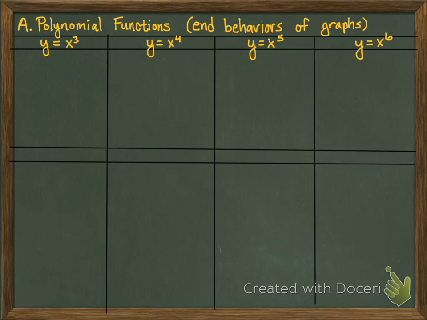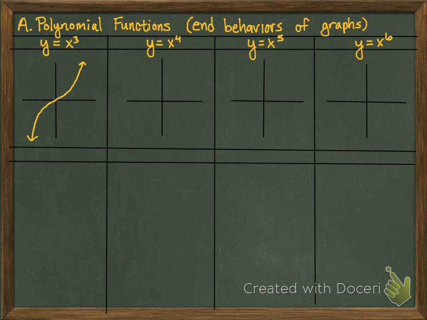Even if they have coefficients like 12 x to the fifth, we should be able to predict what's going to happen. Alright, let's take a look at these four parent equations and what their graphs look like. So y equals x to the third will look like that, which we should be somewhat familiar with. X to the fourth will look like that, which should be familiar to us as well. X to the fifth looks something like that. And x to the sixth will look something like that.